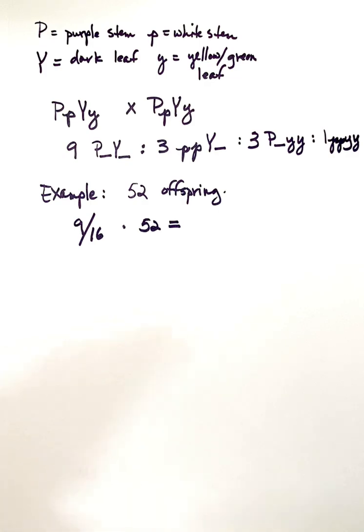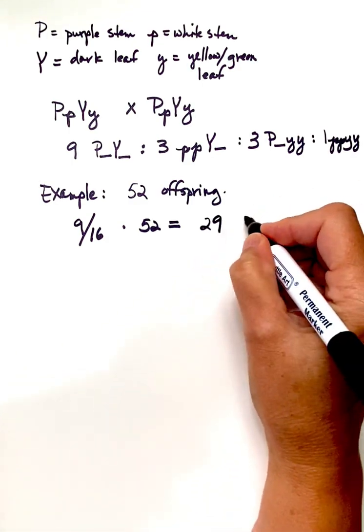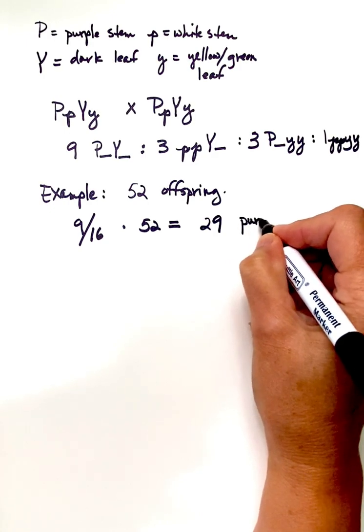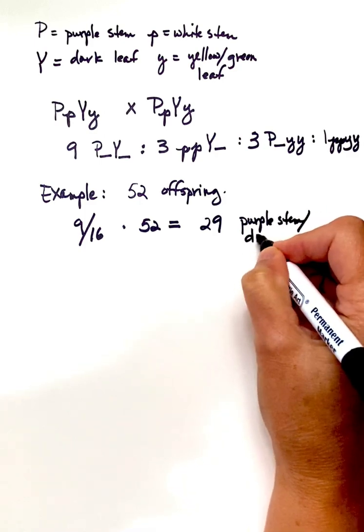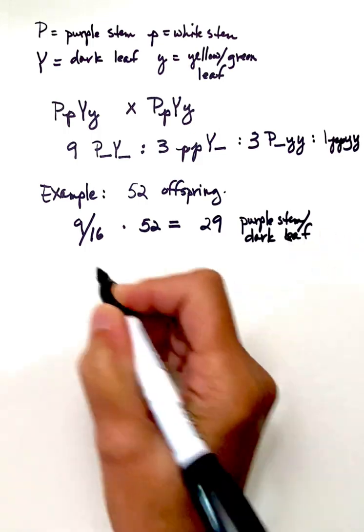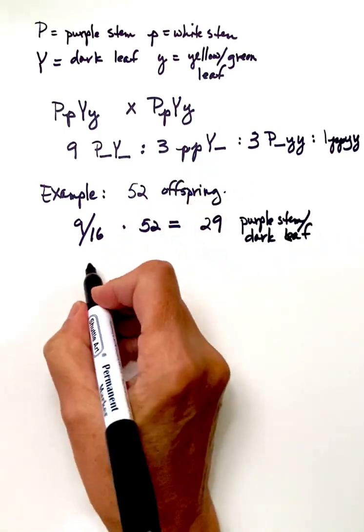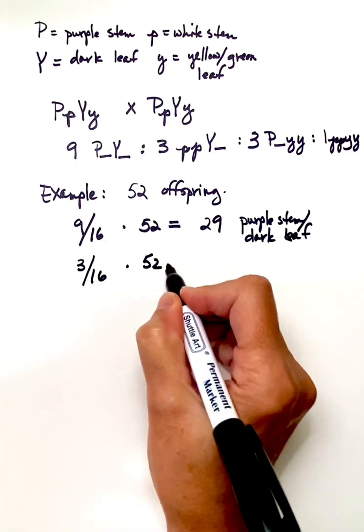Let me try it again. 9 times 52 divided by 16 equals 29. 29 offspring should be purple stem, dark or purple leaf. That's how many. Okay, for the next ratio, 3 out of 16 times my total of 52.